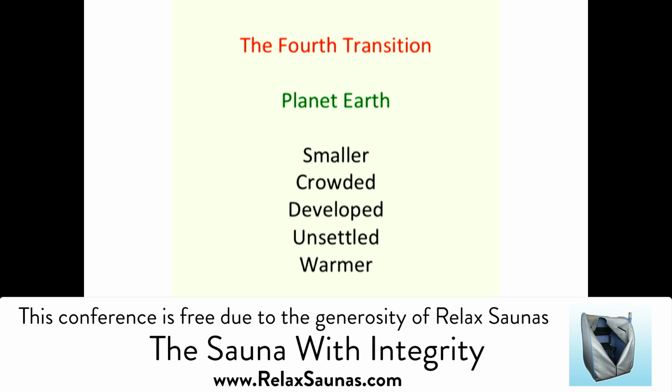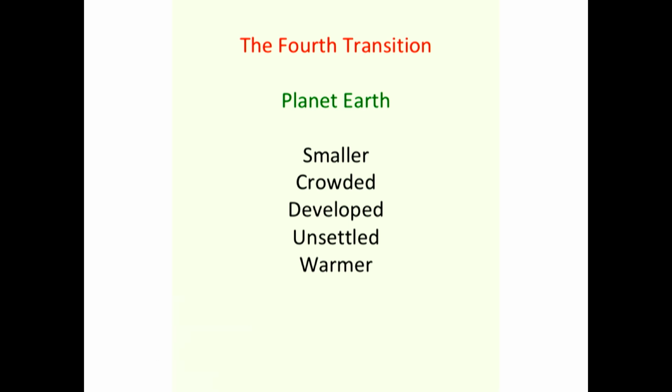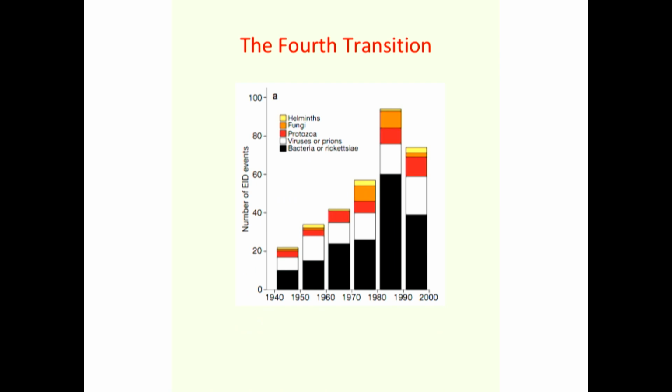It's more crowded. It's much more developed. We have refugees moving around. It's unsettled in places, and yes, it's warmer. And the result of that is that we see there's a lot of emerging infectious disease events. And this shows the number of events decade to decade through 2000. So they're growing each and every decade.